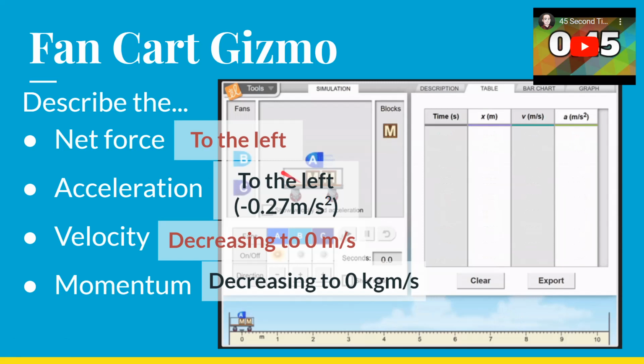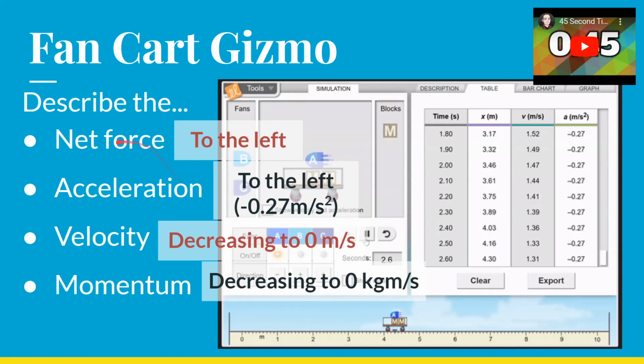But you're going to be seeing all of these different terms, which you've seen before. You've seen force, you've seen acceleration. We had a unit on force, a unit on acceleration, a unit on velocity, and we're bringing it all together again.